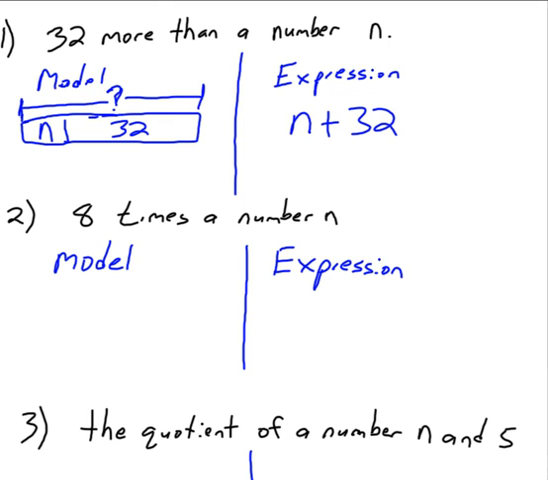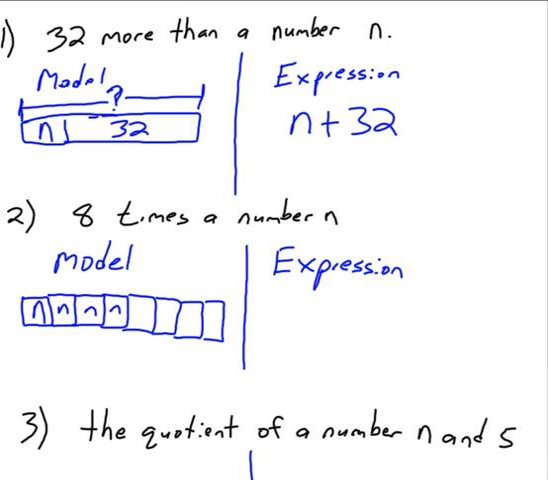Alright, the next expression, we have 8 times the number n. For the model, 8 times n, what you can do is just have 8 n's. 3, 4, 5, 6, 7, 8. And rather than writing n times 8 or 8 times n, we actually write that in algebra as a number next to the letter. So that's 8n.